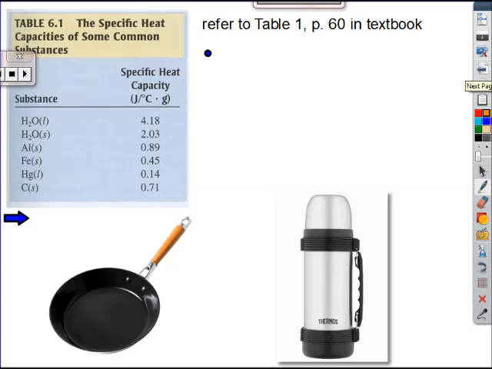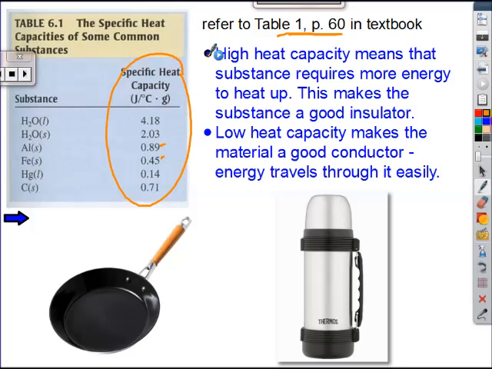Okay, so some specific heat capacities are given in this table. And there's another table in your textbook on page 60. You can see that the heat capacities, water is a little higher than some of the other materials. Water's around a 4. Things like aluminum, iron are down below 1. So what does that mean to the material? If you have a high heat capacity, it means the substance takes more energy in. It makes a good insulator. So if we're developing a new material or developing a new use, we want to understand how much energy it takes to change temperature. A low heat capacity would make a good conductor. It means energy travels through it easily.